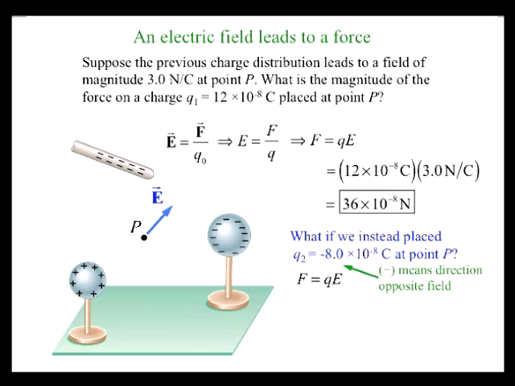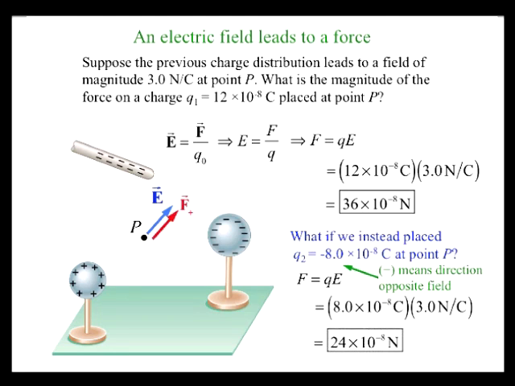F equals Q times E, which equals 8 times 10 to the negative 8 coulombs times 3.0 newtons per coulomb, which equals 24 times 10 to the negative 8 newtons. Again, this is just the magnitude. The actual force points in the direction of the green arrow, in that from the positive charge along the red arrow.